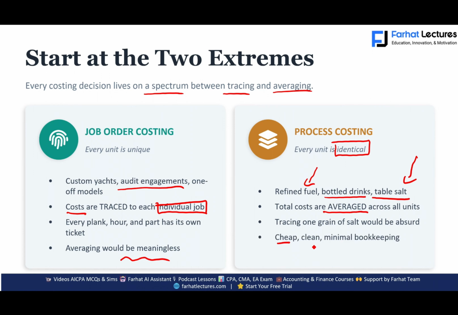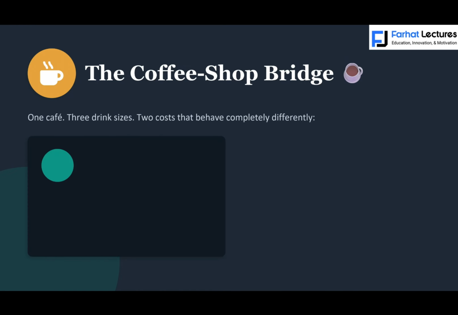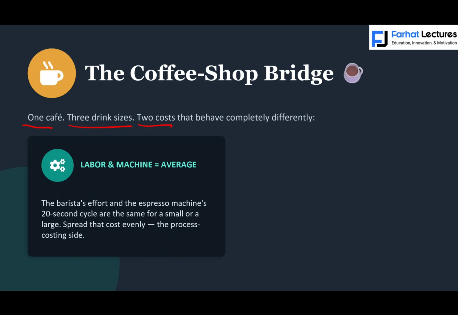So cheap, clean, minimal bookkeeping when it comes to process costing. You will take the units and divide by the total cost, and you will find the average cost per unit. Think about a coffee shop. Say one cafe might have 3 drink sizes, and they could have 2 costs that behave completely differently. Why? Because they are going to have labor and machine. The barista's effort and the espresso machine are the same for small or large, or for a cappuccino, regular coffee, decaf. The labor amount that you need to input and the machine hours are the same.